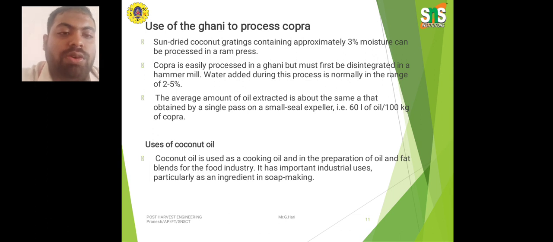What are the uses of coconut oil? Usually, coconut oil is used as a cooking oil and in the preparation of oil and fat blends for the food industry. It has various important industrial uses, particularly as an important ingredient in soap making.